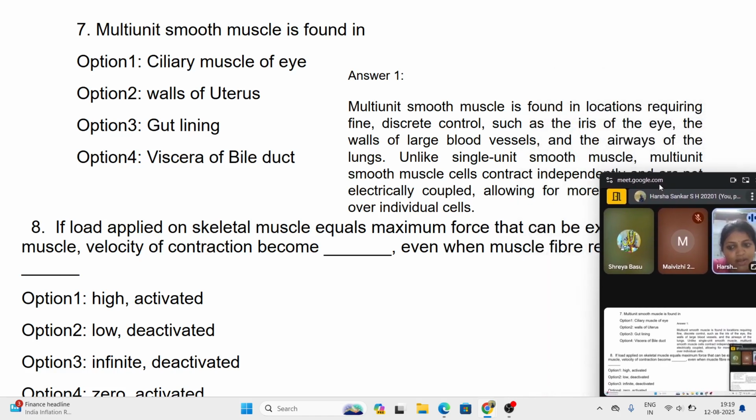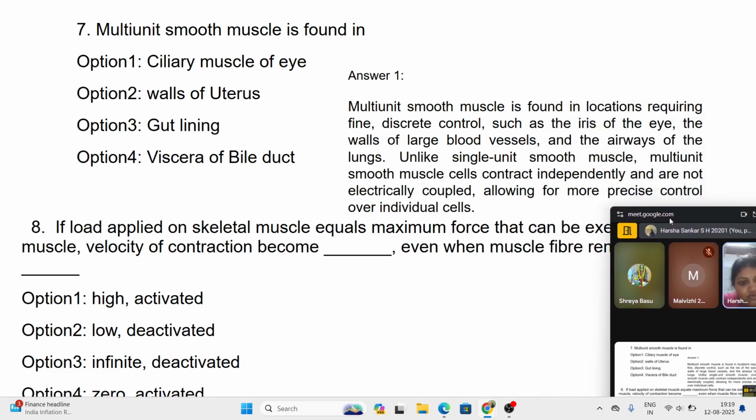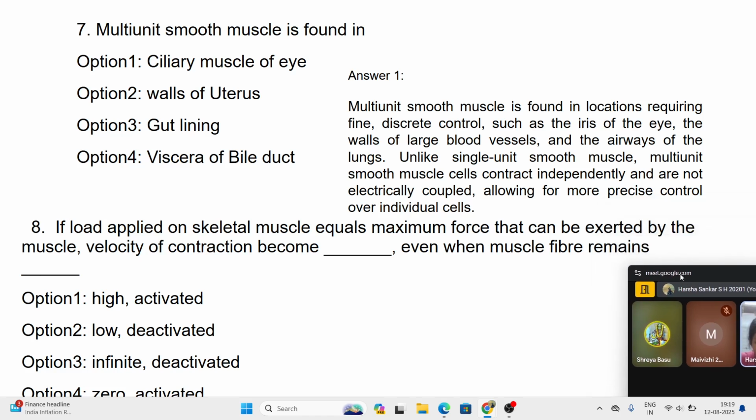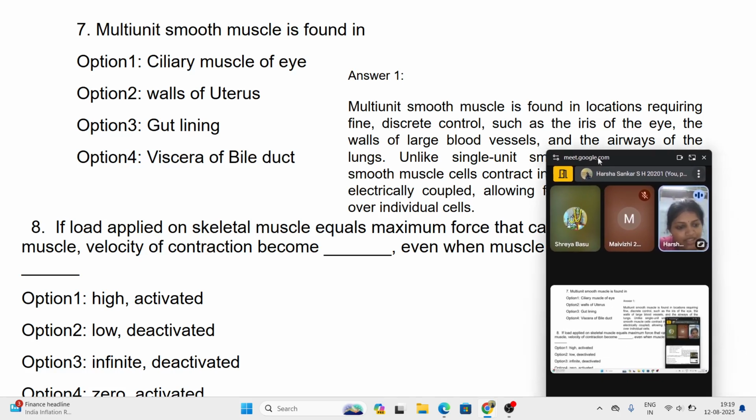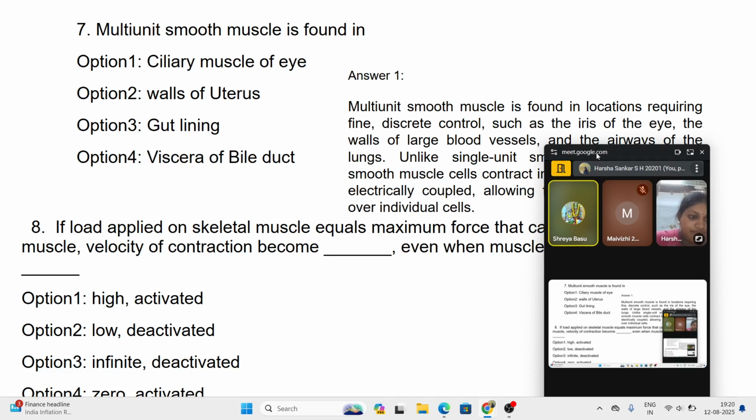Next question. If load applied on skeletal muscle equals the maximum force that can be exerted on a muscle, velocity of contraction becomes dash even when the muscle fiber remains dash. What is the relationship between force and velocity? If you know that, you can answer that. High activated, low deactivated, infinite deactivated, zero activated. Hmm. But it's written maximum force, right?